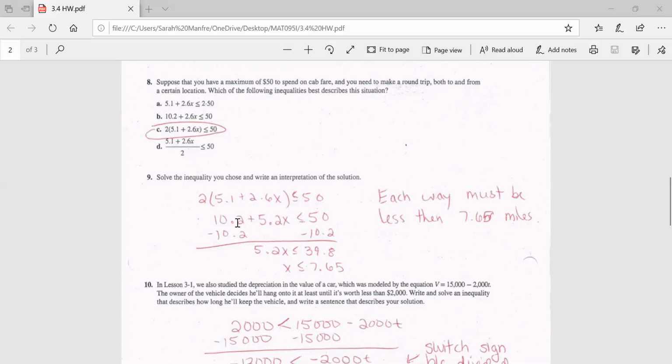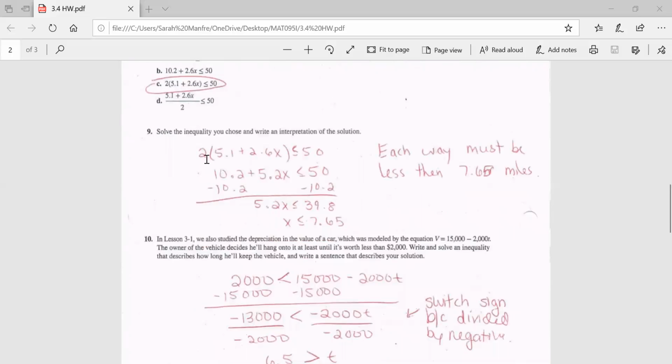Okay, solve this inequality. There's a couple ways you can go about doing it, but the way I did is I distributed the 2 into both. So 2 times 5.1 is 10.2. 2 times 2.6 is 5.2x. And then I solved it. So I subtracted 10.2 from both sides, got 39.8. And then I divided that by 5.2 to get 7.65. And what does it mean? It means that each way must be less than 7.65 miles because she's traveling 2 directions. So we have to keep that in terms. So each way must be less than that.